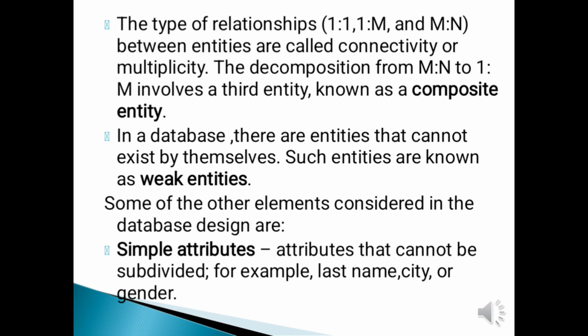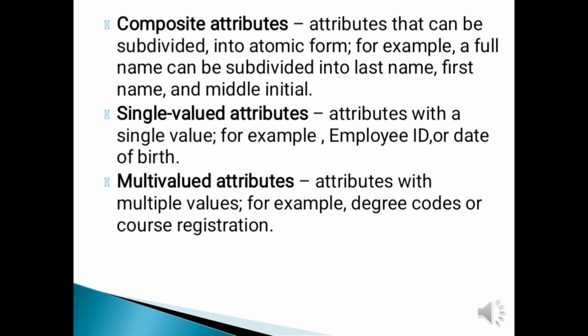Some other elements considered in the database design are simple attribute: attributes that cannot be subdivided, for example, last name, city or gender. Next one, composite attributes: attributes that can be subdivided into atomic form. For example, a full name can be subdivided into last name, first name and middle initial.